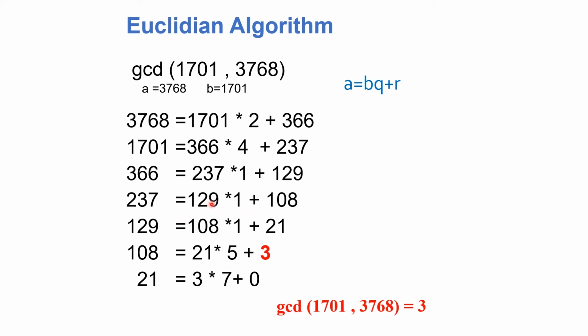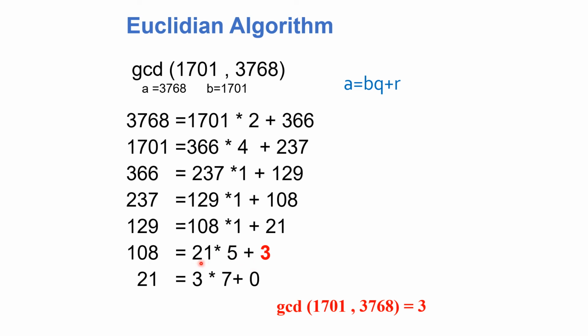In the next step, 129 should be on the left hand side and we divide 129 by 108. So 1 is the quotient and 21 is the remainder. We can write it as 129 is equal to 108 into 1 plus 21. In the next stage, 108 should be on the left hand side and we divide 108 by 21. So we obtain 5 as the quotient and 3 as the remainder. So we can write it as 108 is equal to 21 into 5 plus 3.